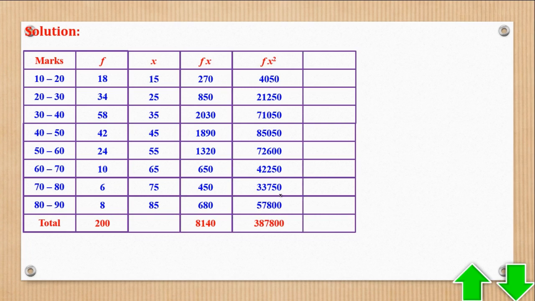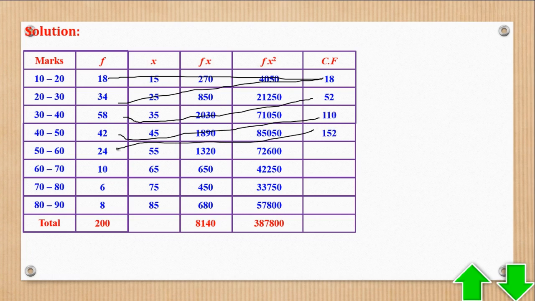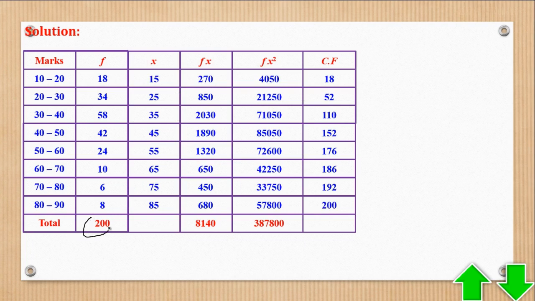Then because they ask for the ogive, we have to get a column of CF. So for CF, we first write this one here, then 18, add on this to come up with that. 52 plus this to get that. This plus this, and so on. Okay, so I think you realize that this total frequency is the same as this last value here.